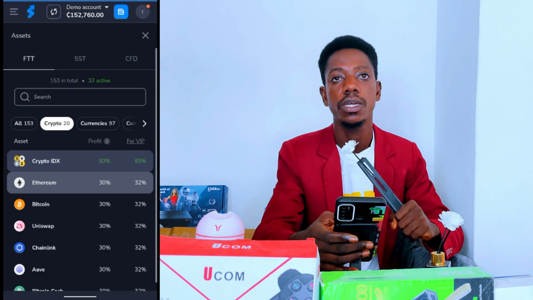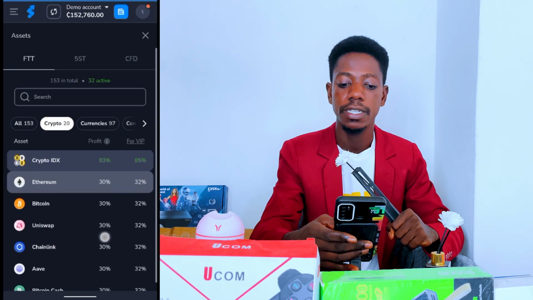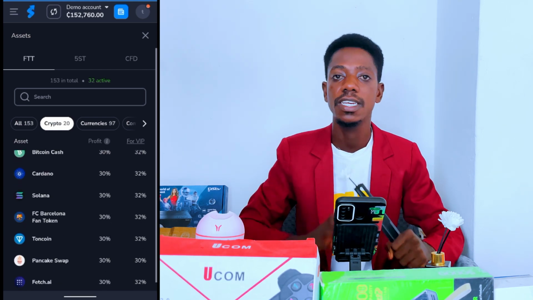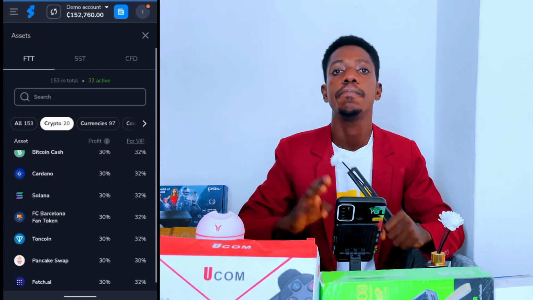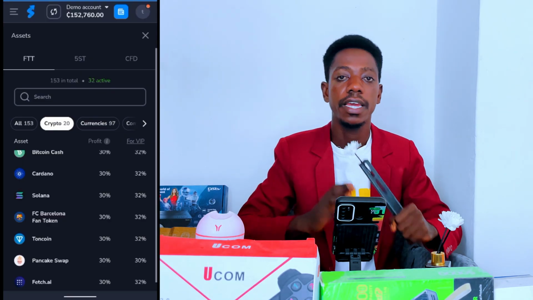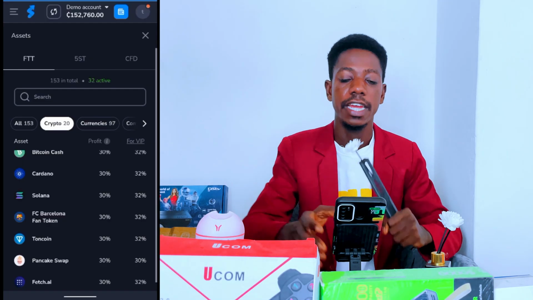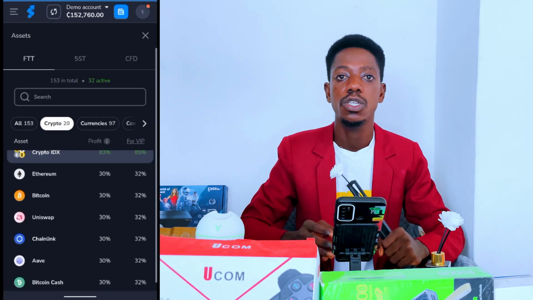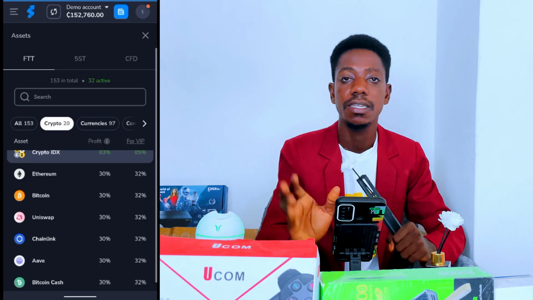The same applies to the Bitcoin here, the Uniswap, the Chainlink. So all the crypto assets here, the profit percentage is 30%. All the forex trade assets, that's the currency pairs, it is 80%. It is only the crypto index that has a profit percentage of 83%, as simple as that.